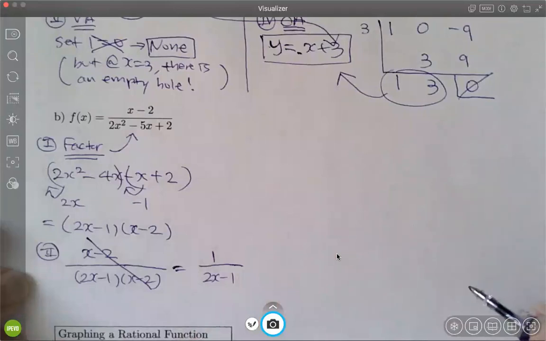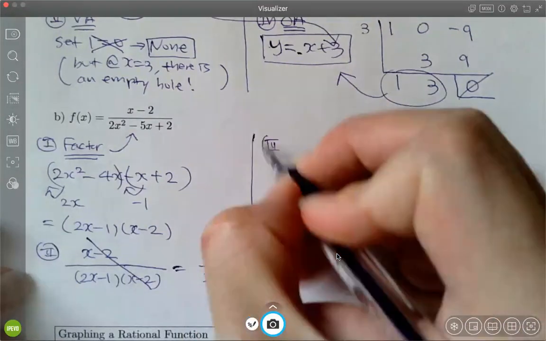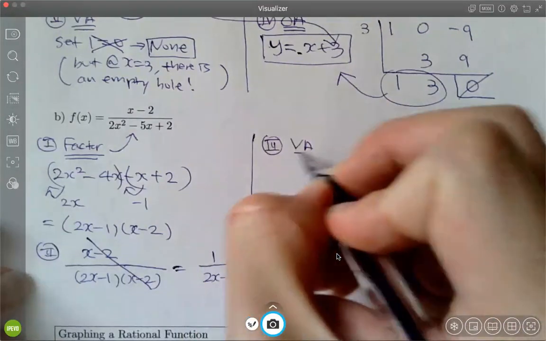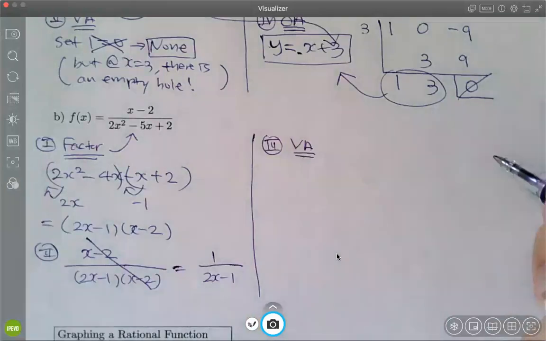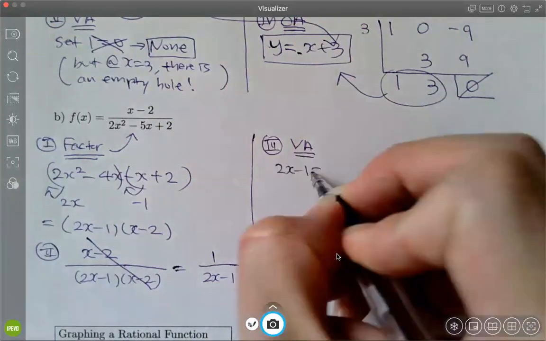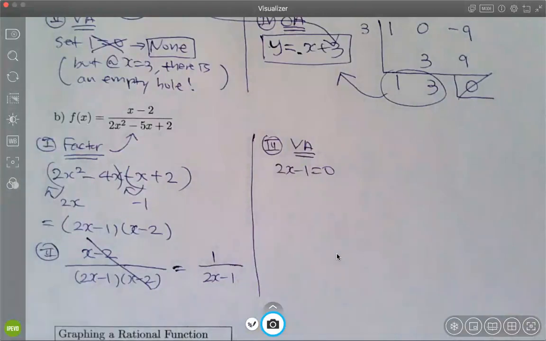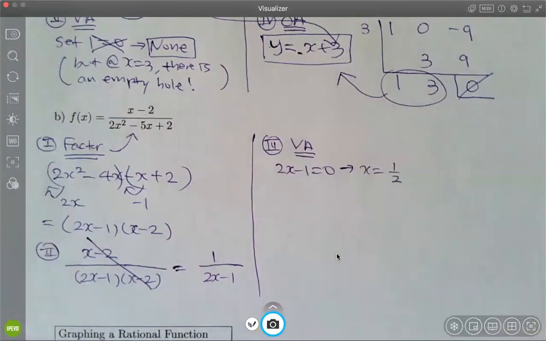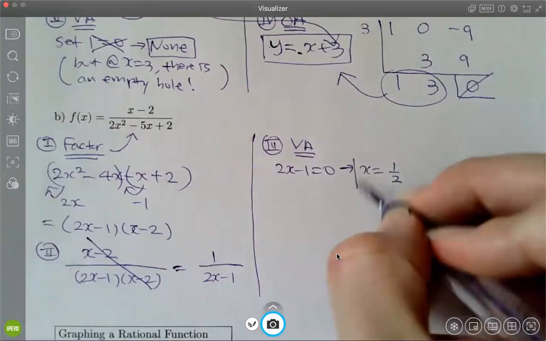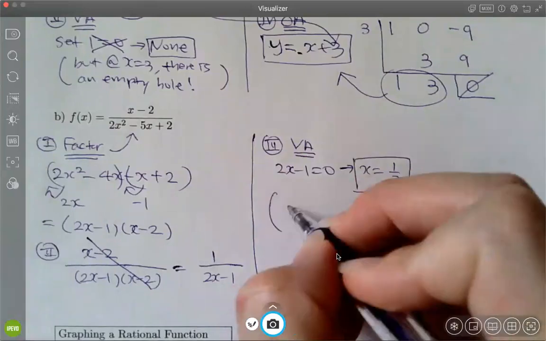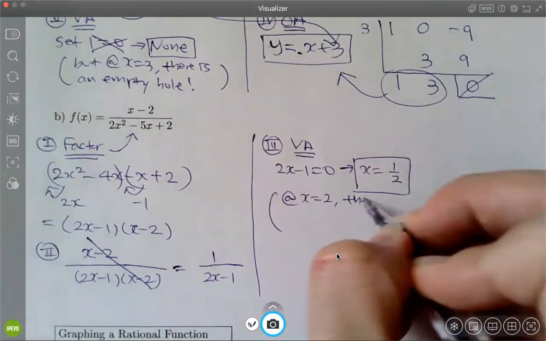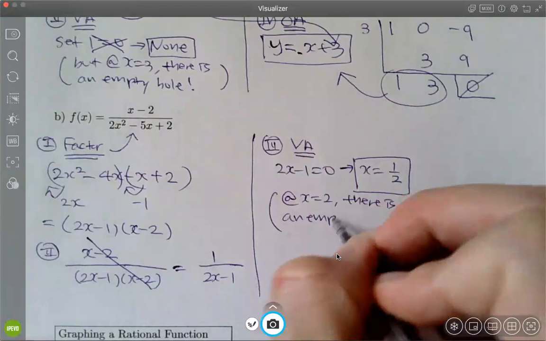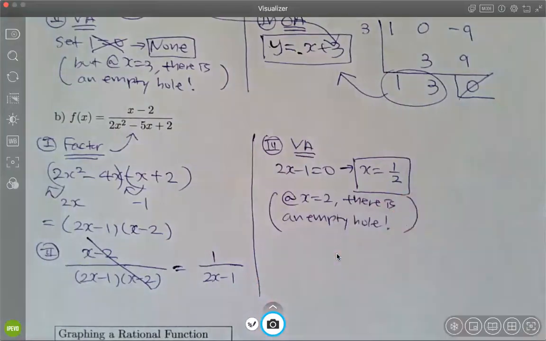Okay, so now how do you find the vertical asymptote? You set the bottom equal to 0, but now what is the new bottom? 2x minus 1 only, right? You don't set x minus 2 equal to 0 because it's gone, right? So what do you get here? X is equal to 1/2, right? So that is the only vertical asymptote. And remember, at x equal to 2, there is an empty hole. There's no asymptote there.